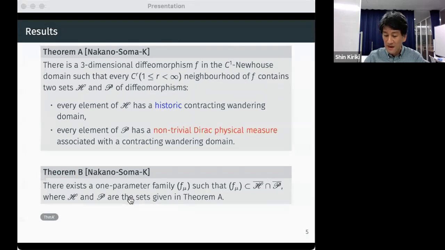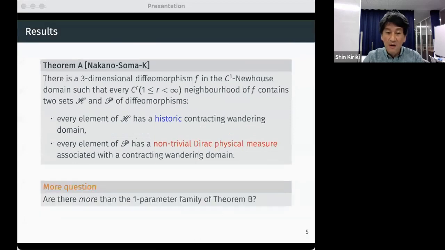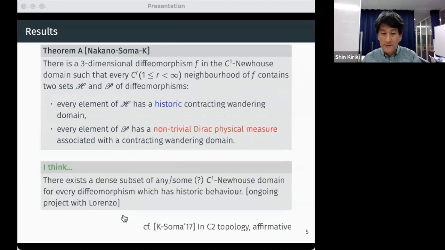But perhaps you might ask whether there exist more such diffeomorphisms having the same property, for example robustness of this property, that is, the existence of an open set of diffeomorphisms with such a property. But I think it is a difficult problem. In fact, in the C2 topology, in the C2 Newhouse domain, no such existence has yet been confirmed. But I think there exists a dense subset of any or some C1 Newhouse domain where every diffeomorphism has historic behavior.